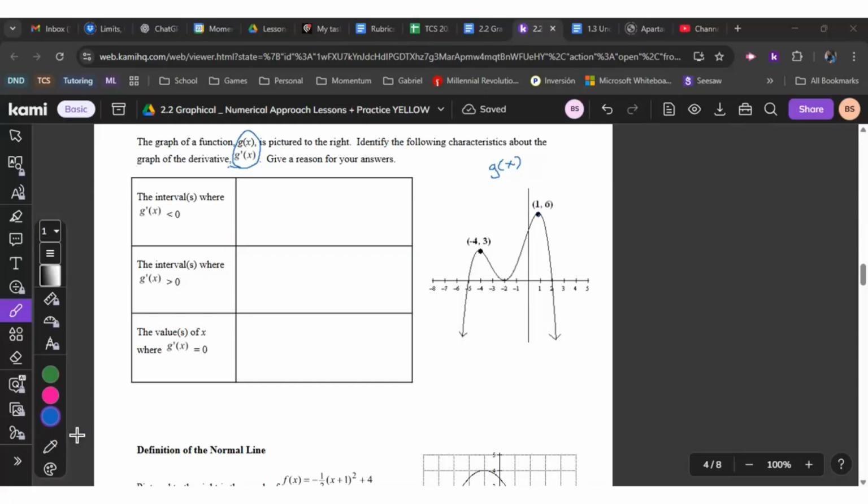The intervals where g prime of x is less than 0. So in other words, it wants to know when it's negative, which would mean what's the original function doing? Decreasing. Okay, so we're going to start with our reasoning. Because see, it says give reasons for your answers. Remember how that's one of your standards? g of x is decreasing. If you want to write it out, we can write it out. That's our reasoning.